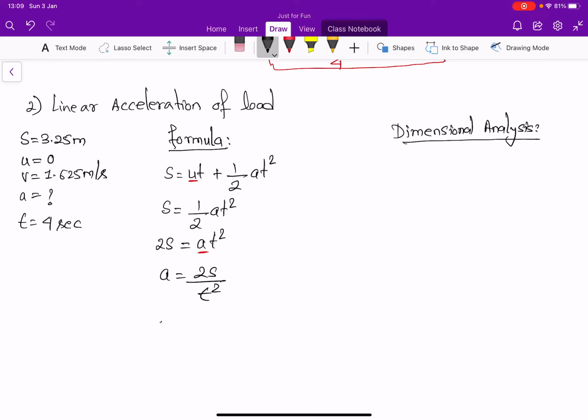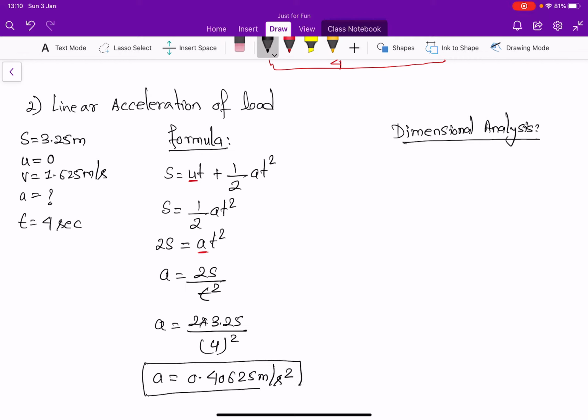So our acceleration will be 2 times 3.25 divided by 4 squared, which gives 0.40625 meters per second squared. So that's the acceleration value which we are looking for.